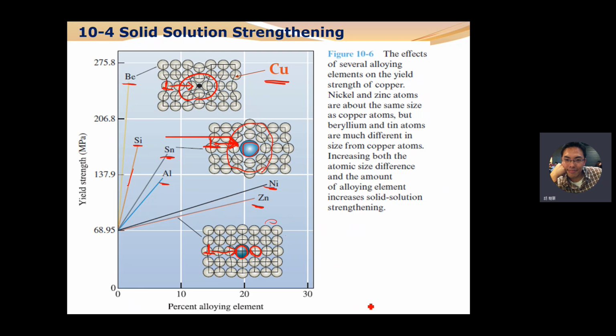Also, this yielding stress is linearly related to the amount of alloy elements.